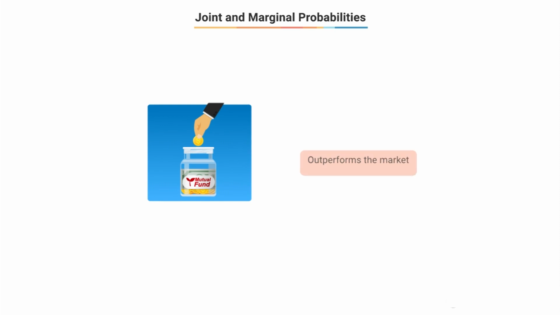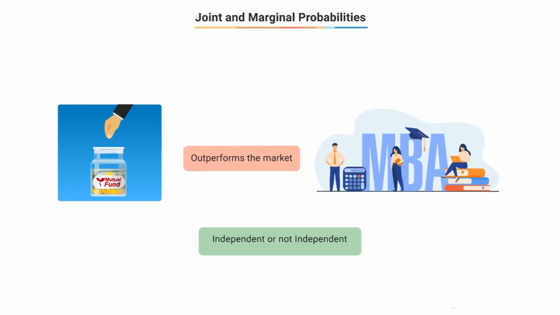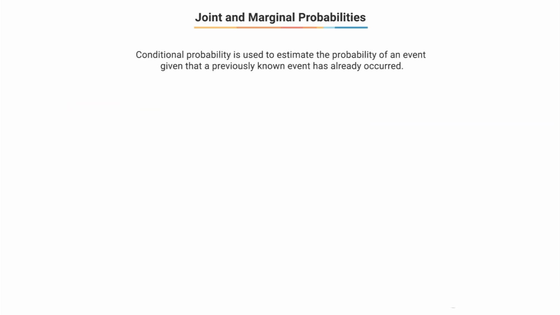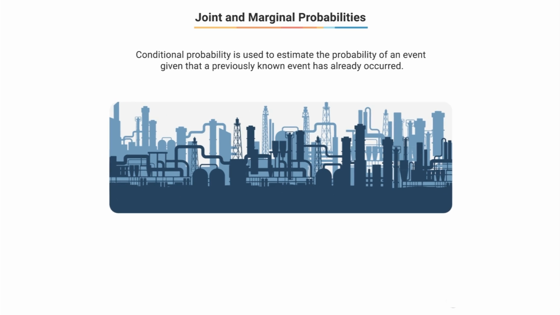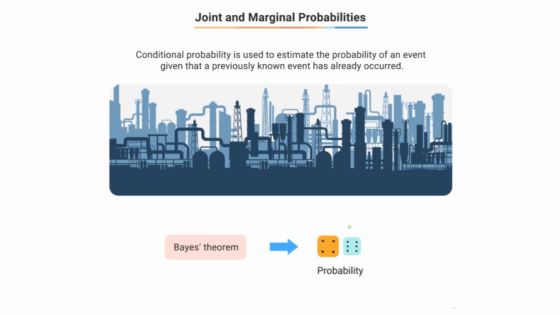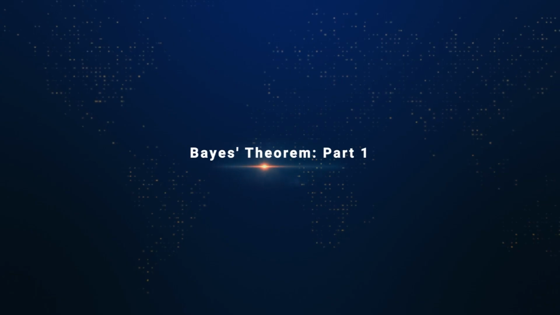As an exercise, we can check if the event mutual fund outperforms the market and the event fund manager is from a top MBA school are independent of each other or not. So coming back to the conditional probability, our objective was to find the probability of an event taking place with the information that a previous known event had already occurred. Such scenarios are very common in the industry, and this is where Bayes' theorem comes into picture. In the next set of videos, we'll discuss the Bayes' theorem in the context of conditional probabilities. Bayes' theorem part 1.